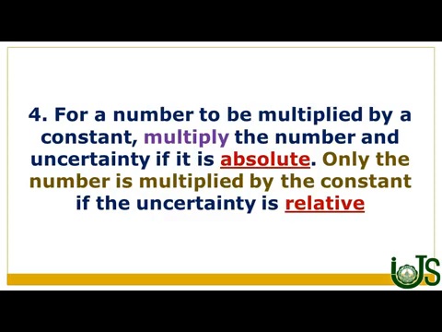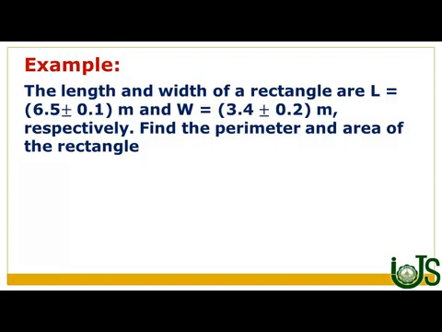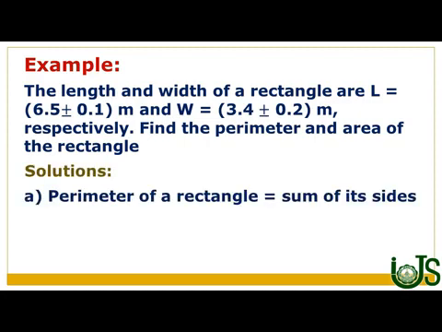Next, in rule number 4, for a number to be multiplied by a constant, multiply the number and the uncertainty if it is absolute. Only the number is multiplied by the constant if the uncertainty is relative. For example, the length and width of a rectangle are 6.5 ± 0.1 meters and 3.4 ± 0.2 meters respectively. Find the perimeter and area of the rectangle.